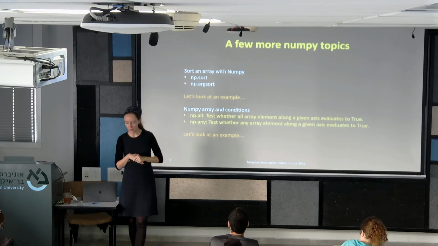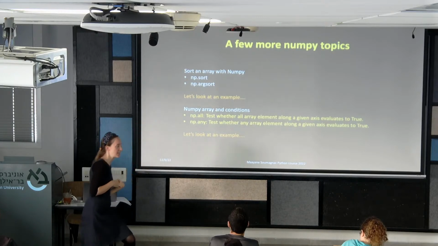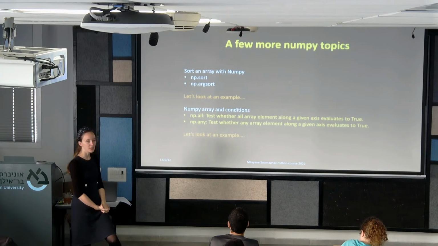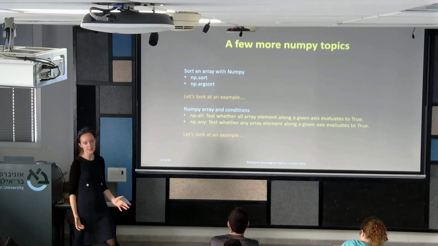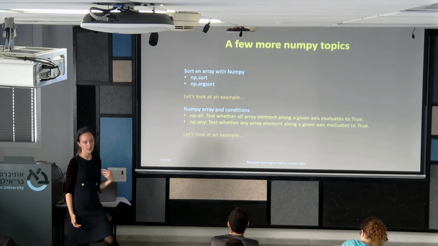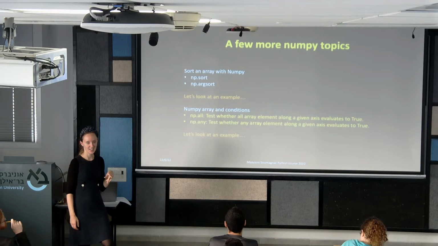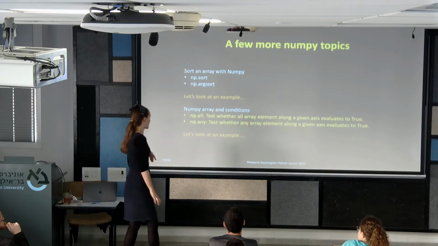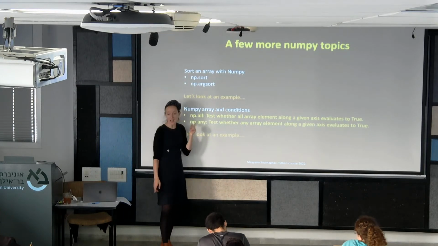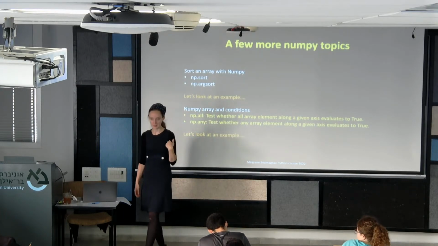So these are two functions that are used for testing if all elements in an array verify a certain condition, or if any element in an array verifies a certain condition. Do you understand the difference between these two statements? Yes? Everyone understands? The first is for all and the second is if one exists. Okay? So, of course, they act on Boolean arrays.